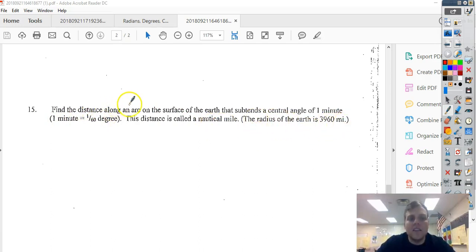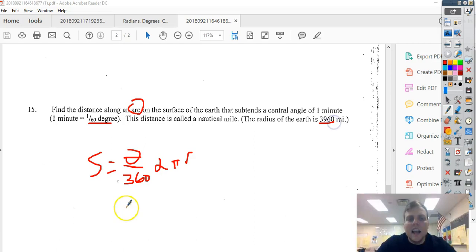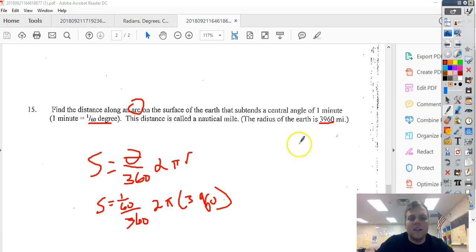So it says find the distance along an arc, and then it gives us our angle in minutes, but don't worry about that. Just use the degree. So if we're going to do degrees and arcs, we need to say S is equal to theta over 360 times 2 pi r. And you know r, it's 3960. And you know theta, it's just 1 over 60. So 1 over 60 divided by 360, times 2 times pi times 3960. Now just calculate the rest in your calculator, and you'll have it.